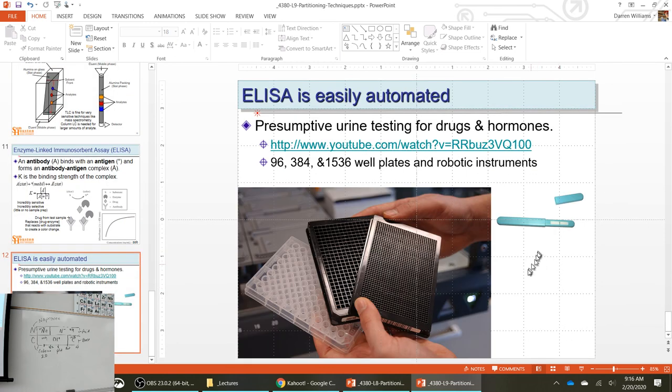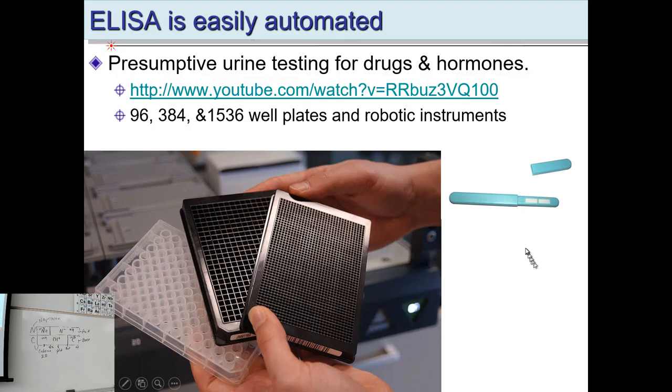You don't have to have an instrument to do this. Here's the exact same setup, and do you know what that is? Pregnancy. Yeah, it's a pregnancy test. But they also have them for things like ketone strips, all of your little color change strips. Maybe I shouldn't say all of them, but many of them work on this same kind of principle.